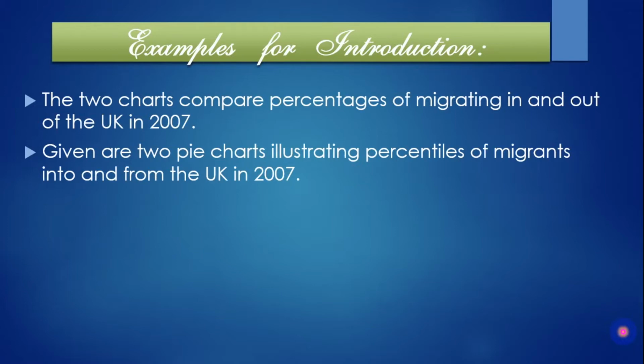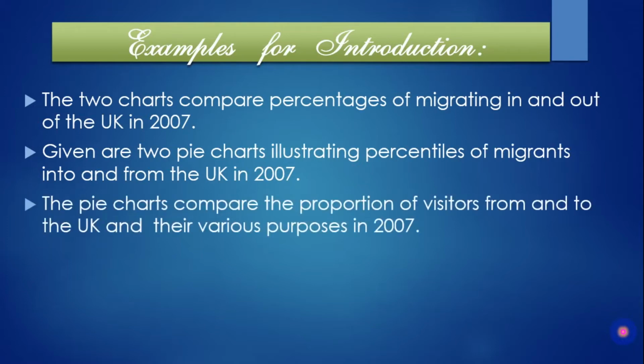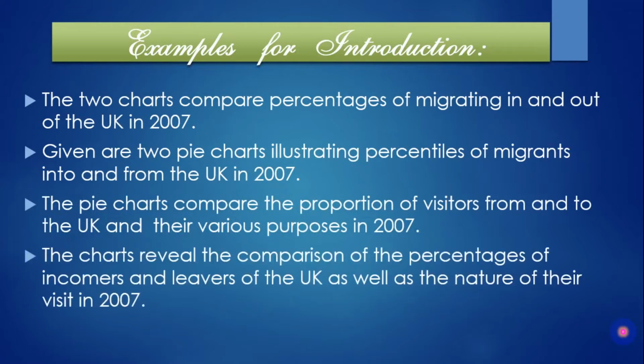Example 3. The pie charts compare the proportion of visitors from and to the UK and their various purposes in 2007. Example 4. The charts reveal the comparison of percentages of incomers and leavers of the UK as well as the nature of their visit in 2007. I hope everything is clear and you have the chance to write down all the examples in your notebook by pausing my video. Now we can turn to the body parts.